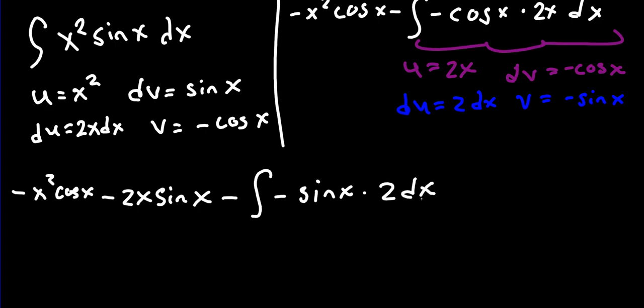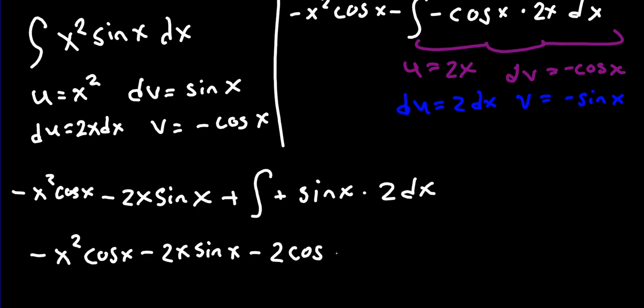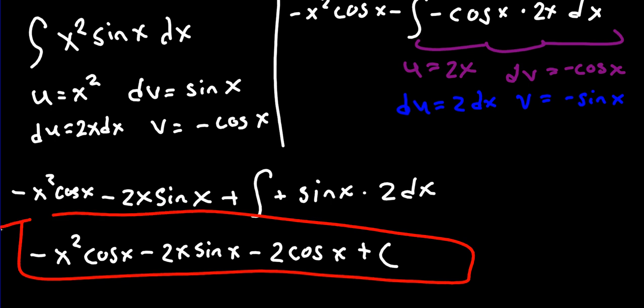Now we know how to do this. This is super simple stuff here. The integral of negative sine x is cosine x. We're essentially just going to change those signs, and the integral of sine x is negative cosine x. So we're just left with negative x squared cosine x minus 2x sine x, plus, I meant minus, probably fits, minus 2 cosine x plus c. And this is our answer for this problem. Okay.